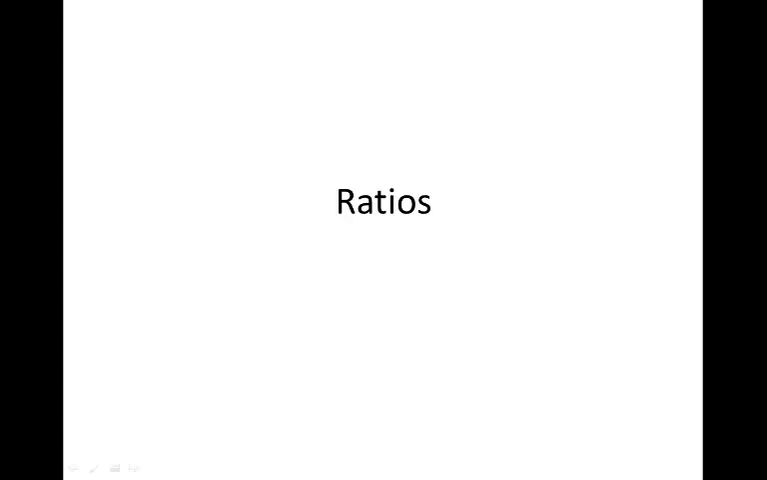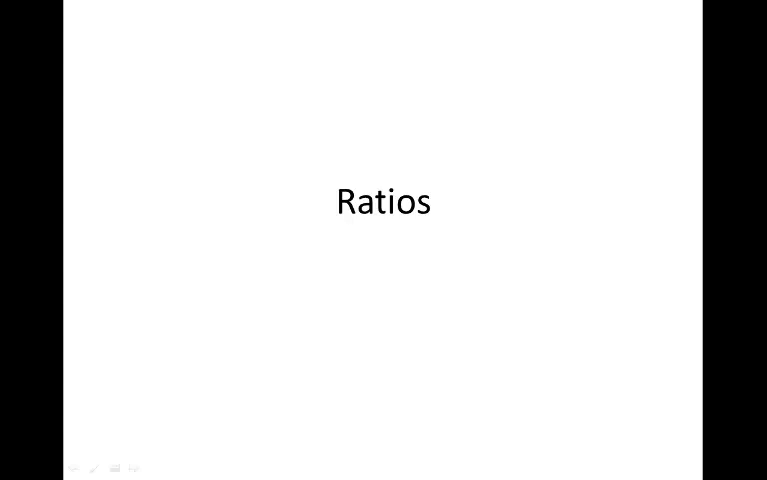Stoichiometry is actually all about ratios. A lot in physical science, a lot in life is about ratios. So we have to understand ratios to be able to succeed in solving stoichiometry and many other problems. So what are ratios? A ratio is a relationship between two or more things.